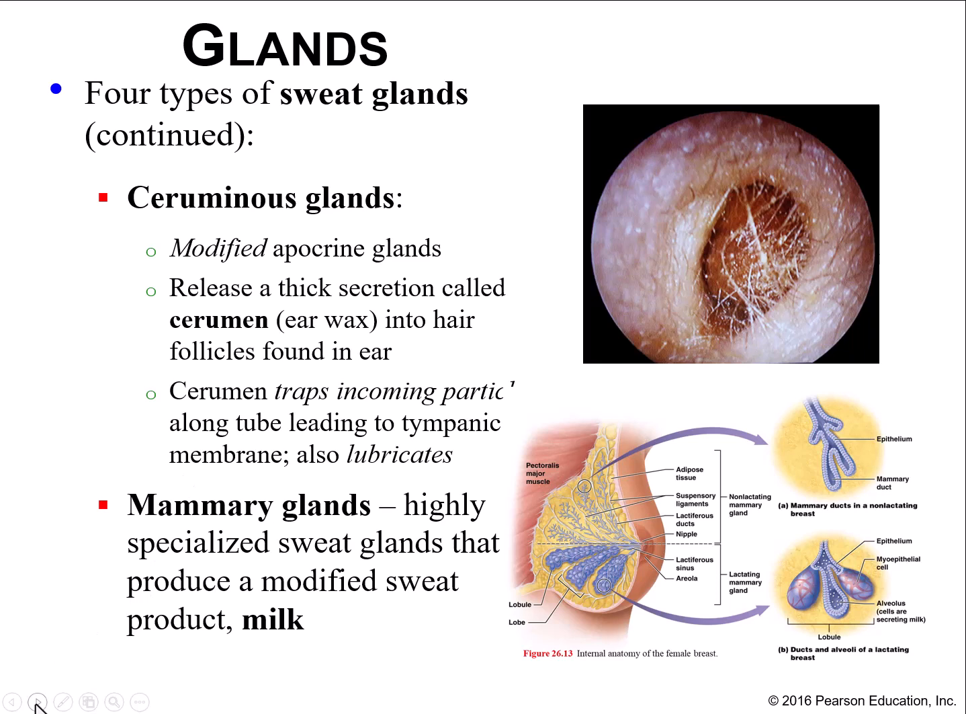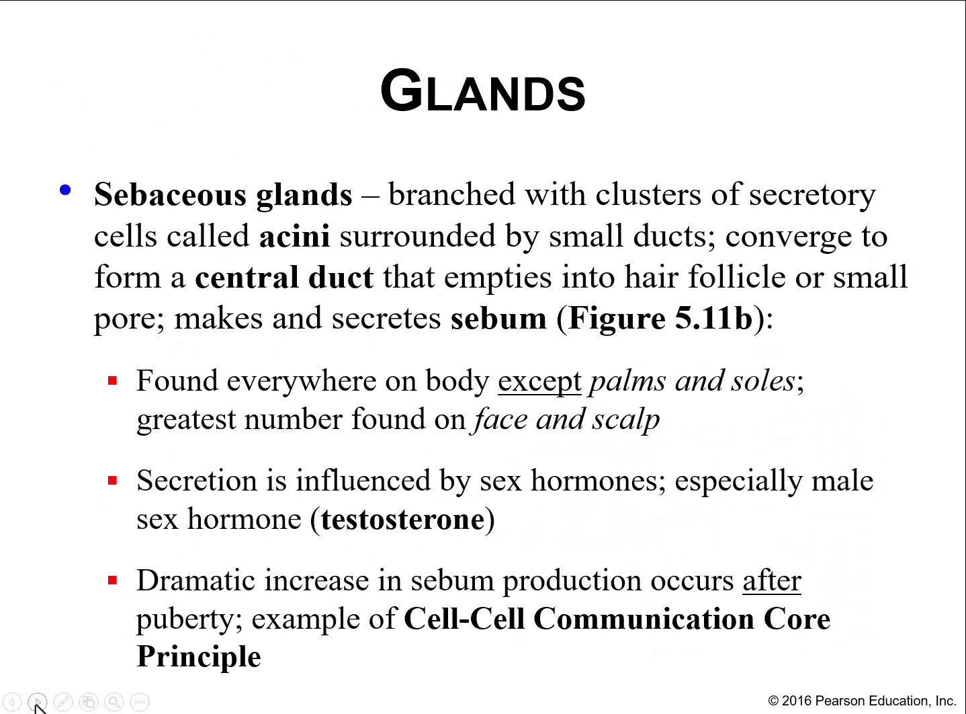Our two main types of glands are the sweat glands and the sebaceous glands. And the sebaceous glands are oil glands. And so they are surrounded by acini. Cells called acini surround the small ducts, which converge into central ducts, and secrete something called sebum. So it's a very oily secretion. Found everywhere except the palms of the hands and the soles of the feet.